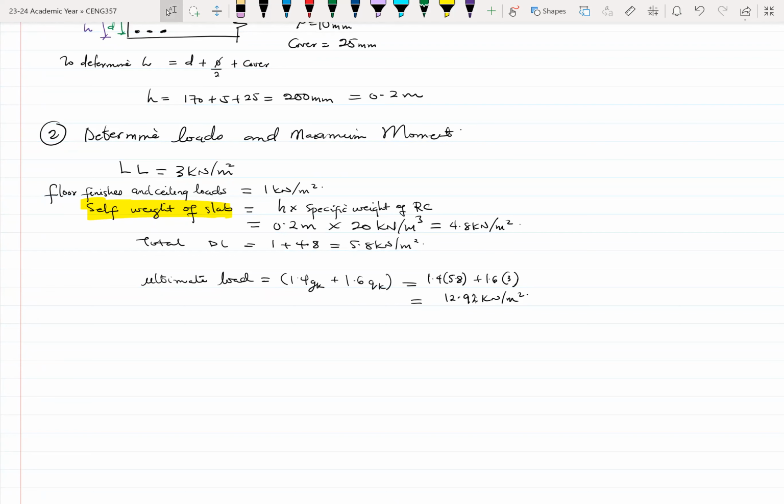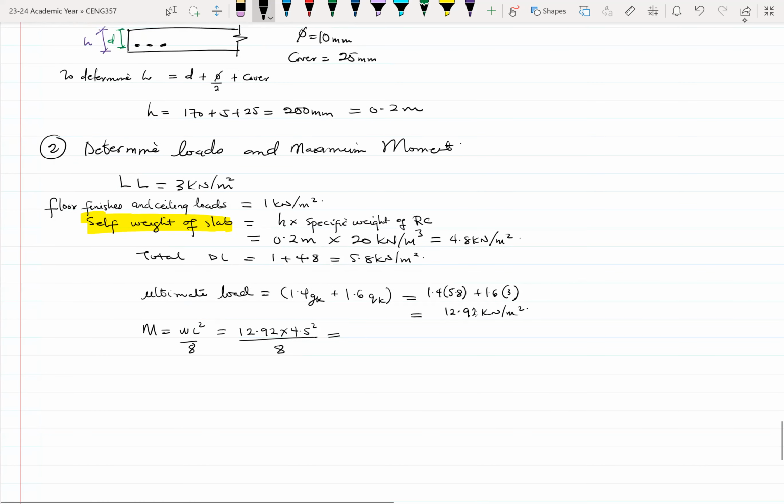So maximum moment will be WL squared over 8. That'll give me 12.92 times 4.5 squared, which is the length, over 8. That'll give us 32.7 kilonewton meter.